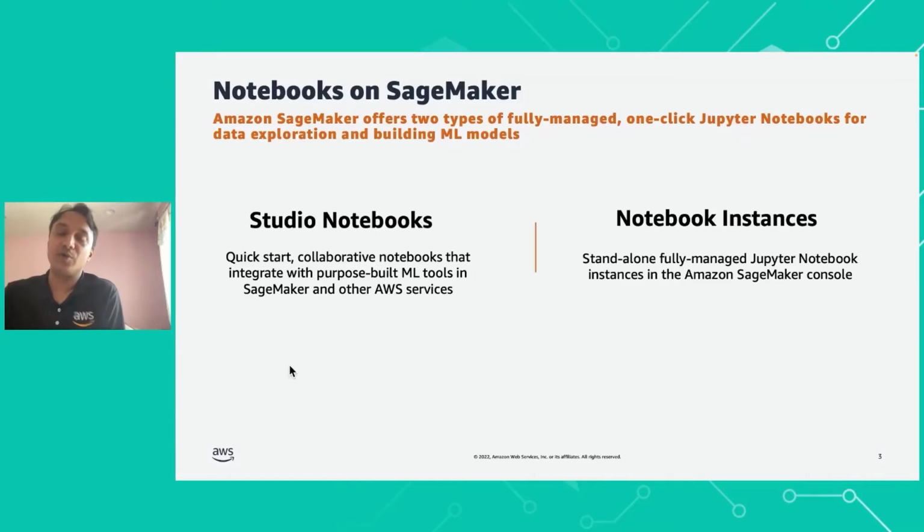So that's where Studio Notebooks really enables improvements in your development productivity: it brings notebooks together with all of these other SageMaker services that we spoke about, right in a single pane of glass. Notebook instances, on the other hand, are standalone, fully managed Jupyter Notebook instances. So they do one thing, and they do that really well, which is you have a managed Jupyter Notebook sitting on an EC2 instance, on a deep learning instance. And you can access this directly from the SageMaker console.